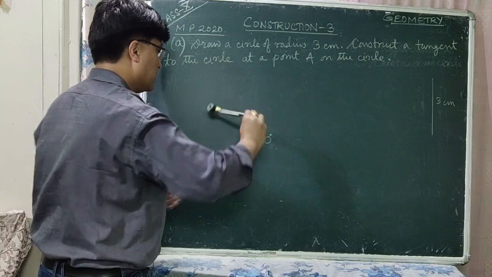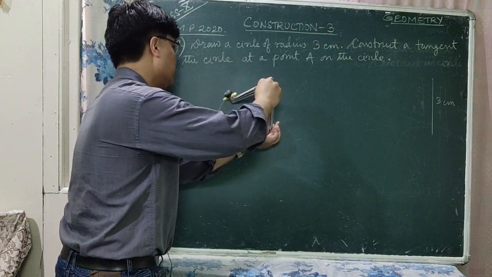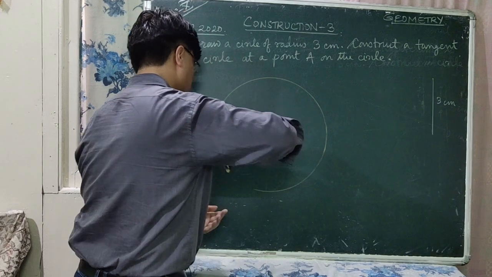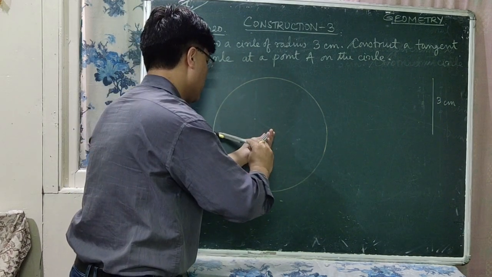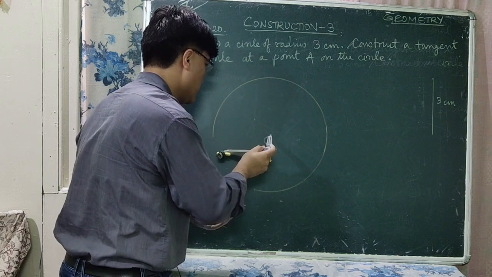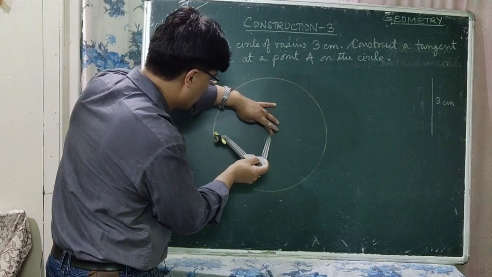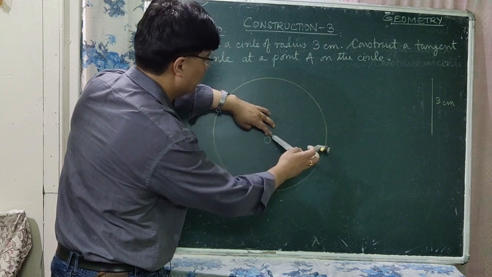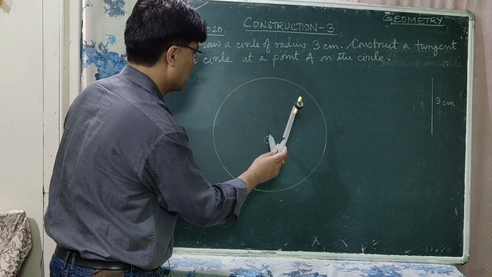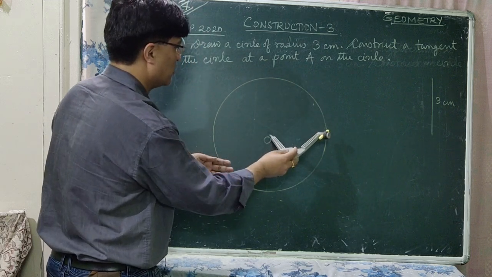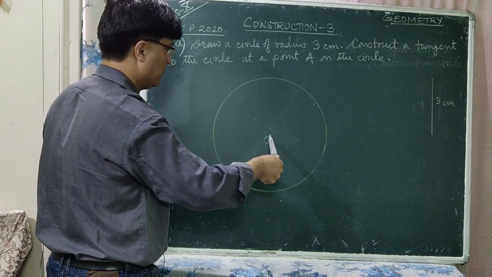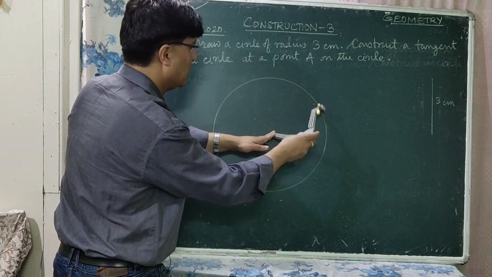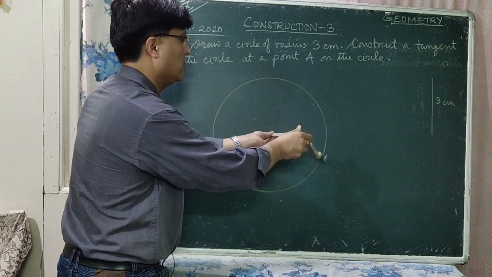Now we have to draw a circle, right? Now we can draw a circle out here. Now we have drawn a circle, right? So a circle can be drawn like this. This circle is drawn with the help of a compass, okay? So with the help of a compass, we have drawn a circle like this. I think you have understood it.